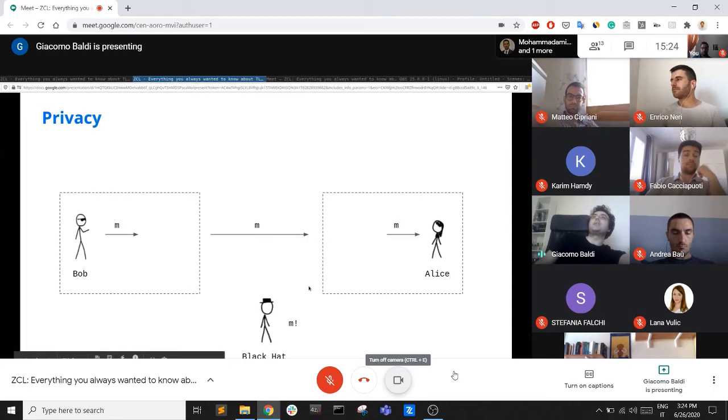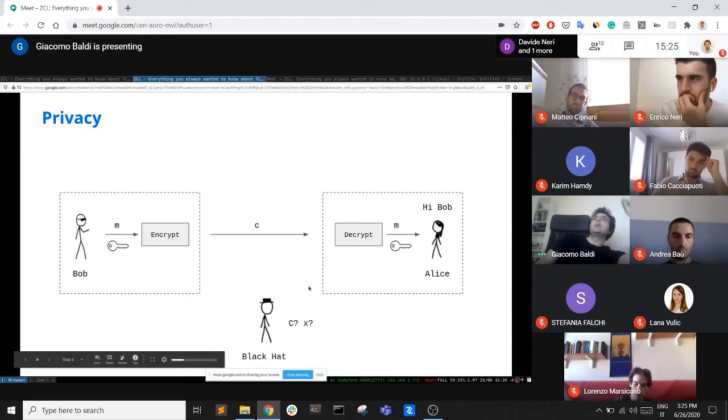Okay, it cannot say, okay, I want to write a message to Alice, and the message is X. Let me try to send it to Alice. It cannot, because he doesn't know the key. So the property of privacy is that whatever black hat gets cannot be read. Okay, the original information cannot be retrieved by black hat.